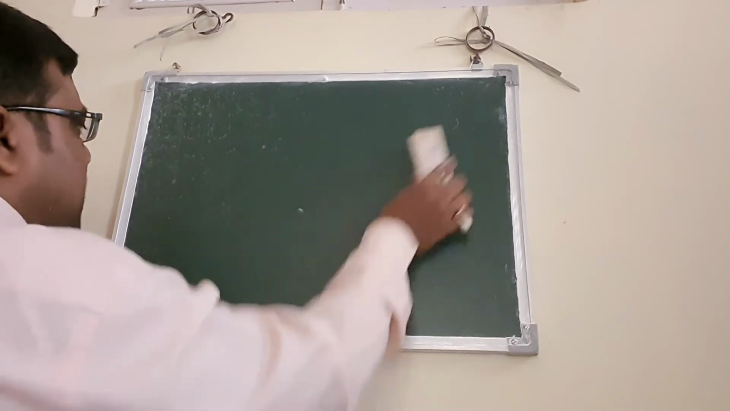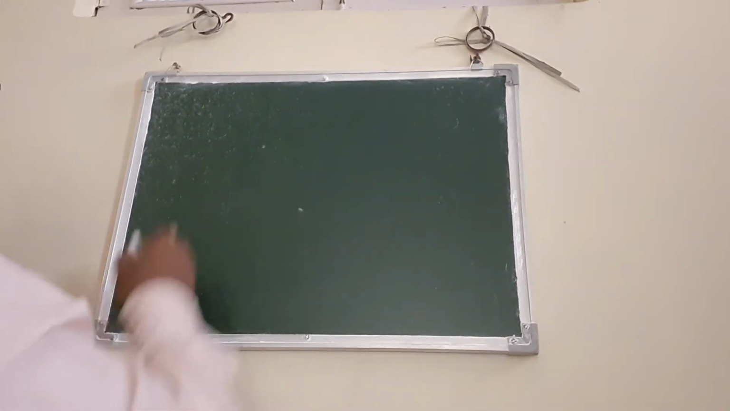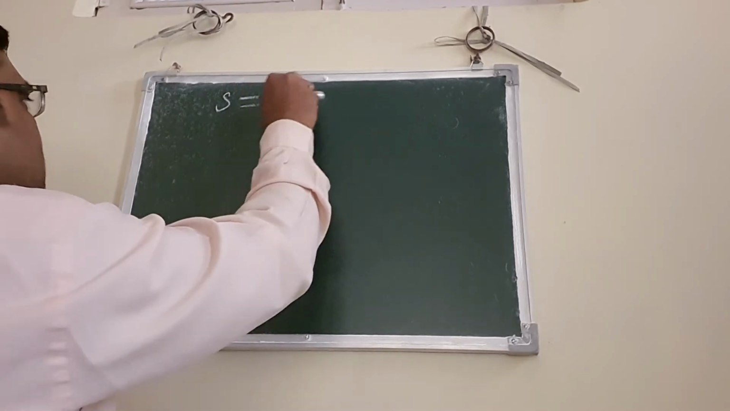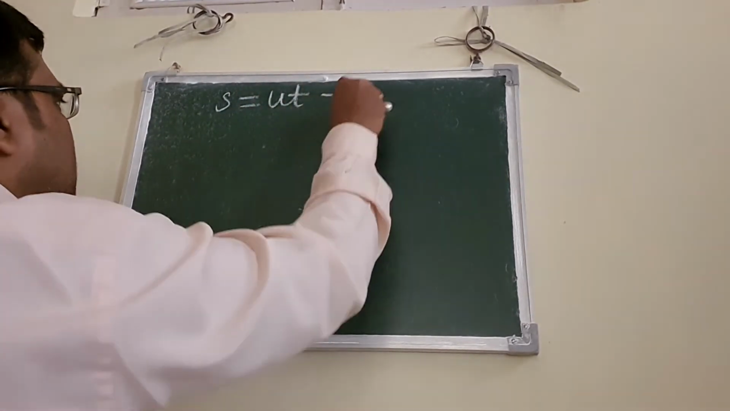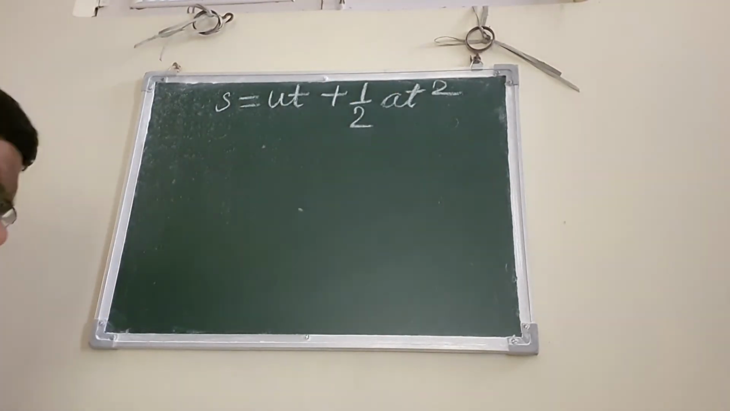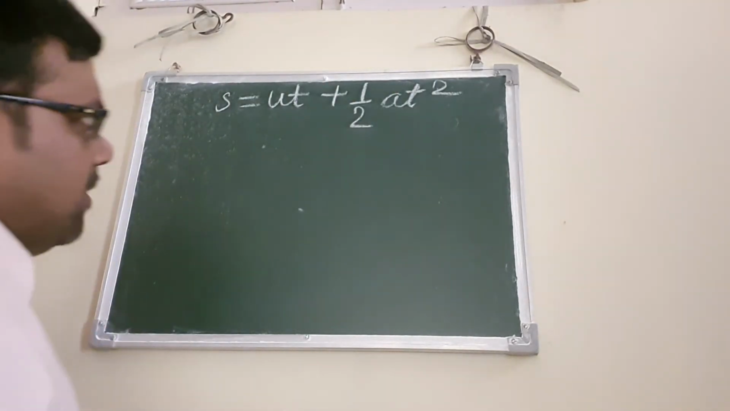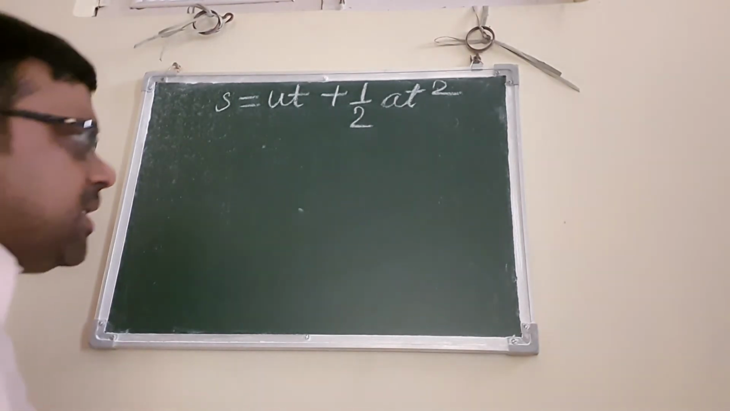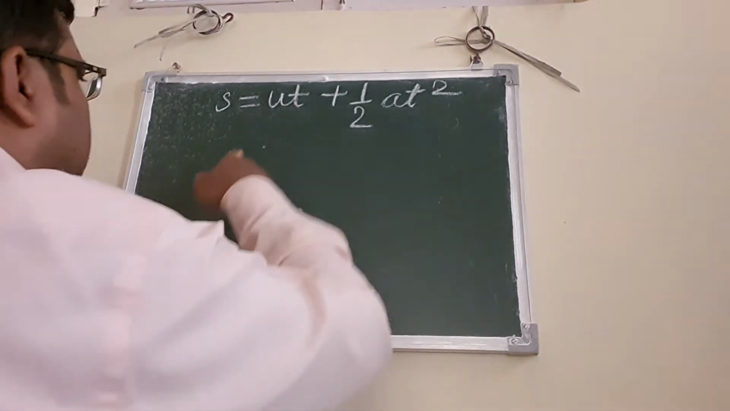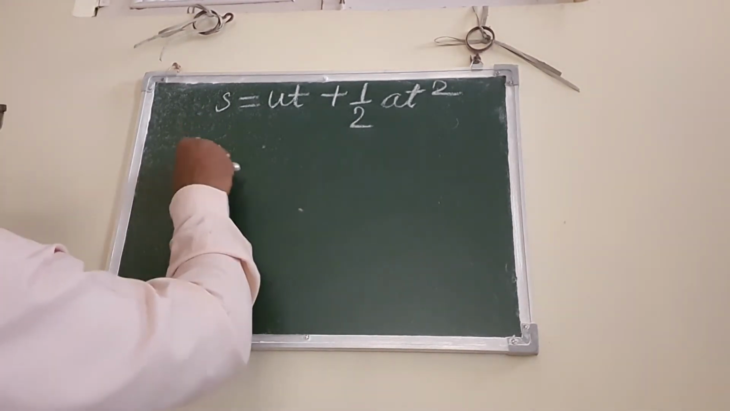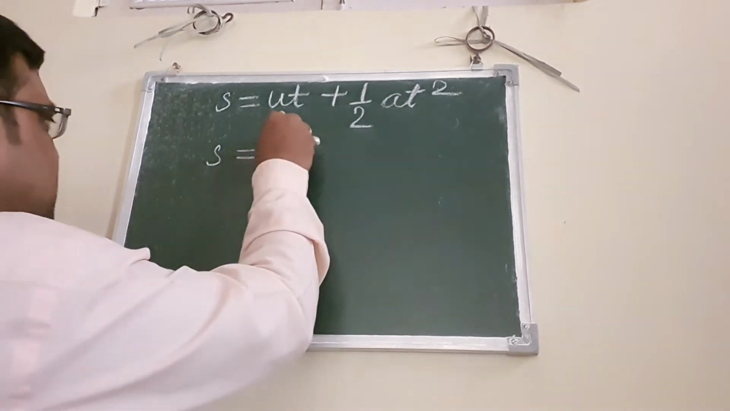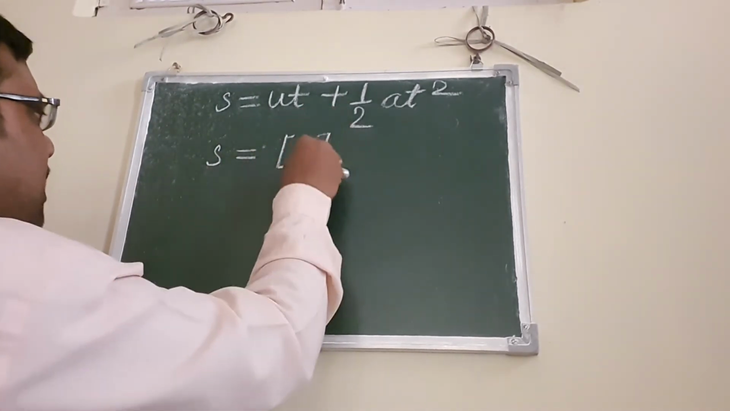So I am rubbing the board to proceed to the next question. In this also we have to find whether the equation is dimensionally correct or not. This is our second equation of motion, s is equal to ut plus half at square. So again we will find whether the equation is dimensionally correct or not. We will find the dimension of each term. The dimension of s here is distance, so its dimension is L, length.